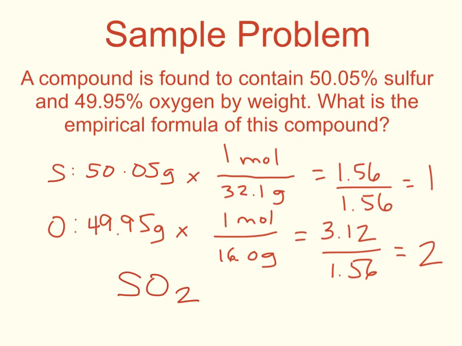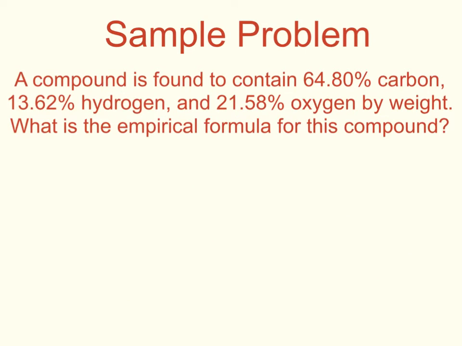Let's look at another sample problem. A compound is found to contain 64.8% carbon, 13.62% hydrogen, and 21.58% oxygen by weight. What is the empirical formula for this compound? Just like in the previous sample problem, we can easily convert from percent to mass by just adding grams instead of the percent sign, since percent is out of 100.